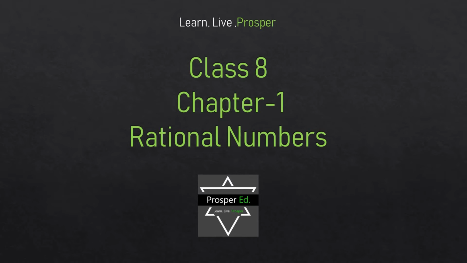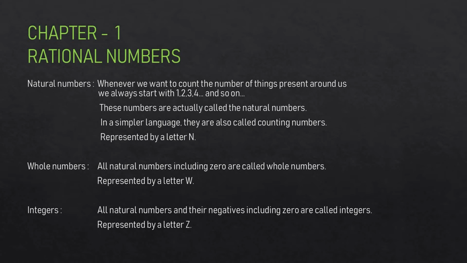But before moving on to our topic, we will discuss a few things which you have already studied in your previous class. Let's have a look at it. Okay, so what are natural numbers? See students, you have already studied natural numbers in your class 6th. Natural numbers are the numbers which we use for counting in our day-to-day life. It starts with number 1, 2, 3, 4 and so on.